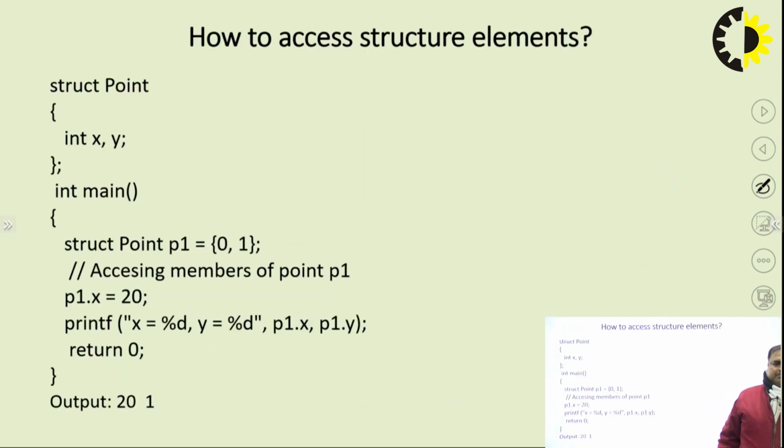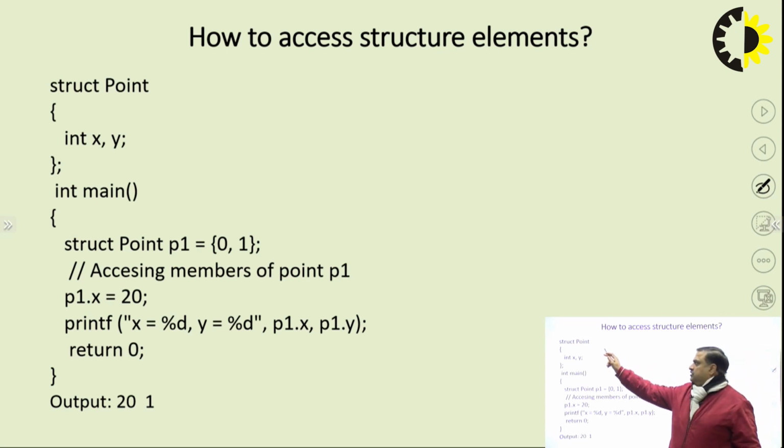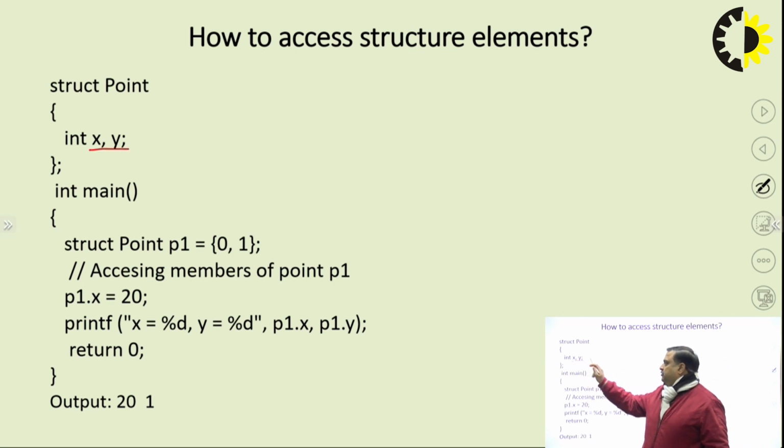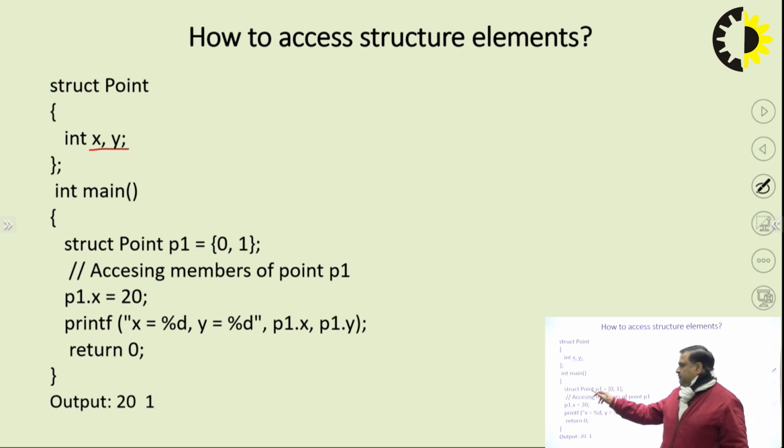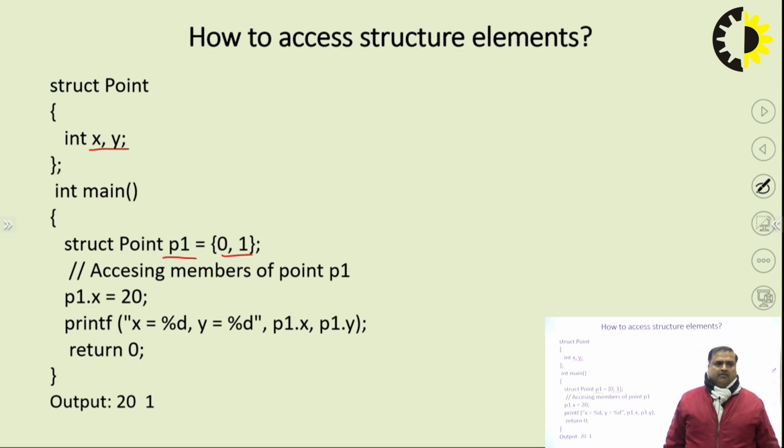So here is an example showing the same thing, how we can declare and access a structure variable. Here we have created a structure point and we have taken two variables, x coordinate and y coordinate. In the main we have created a point p1, initialized it with 0 and 1. Now if I want to change the value, we can write p1.x = 20. That means we are accessing the x member of the p1 variable.